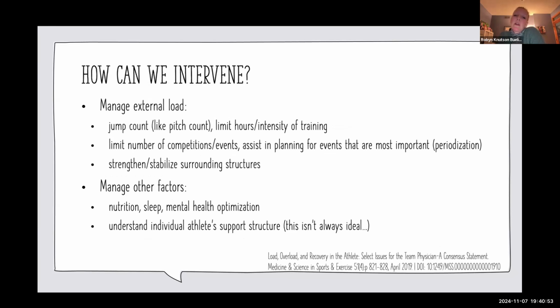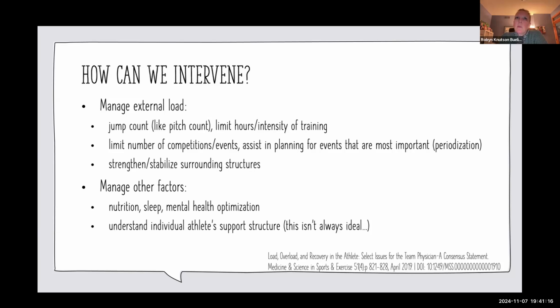Okay. And then how do we intervene with this? We manage their external load. We can do a jump count, just like Little League does a pitch count. We can limit the hours of training. We can limit the intensity of training. We can limit the number of competitions or events. We can assist in planning in terms of when you should have busy season and when you should have not busy season. We can help stabilize surrounding structures.